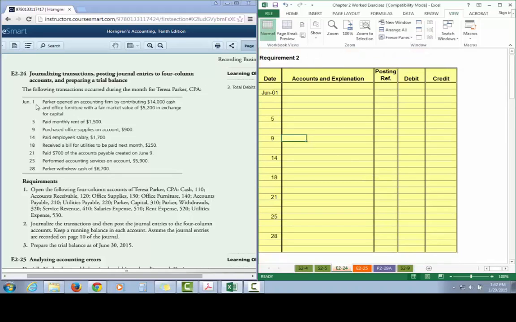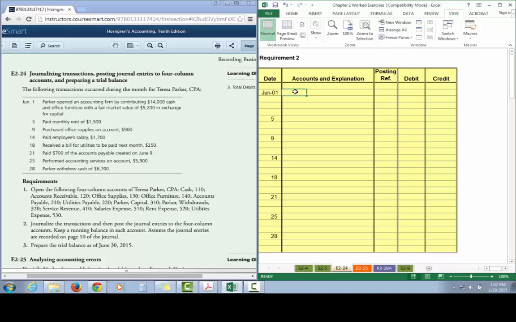So let's look, it says June 1st, Parker opened an accounting firm by contributing $14,000 cash and office furniture with a fair market value of $5,200 in exchange for capital. So not all the time are we just going to be putting cash into the business, okay? Sometimes we'll add in other items. So here it was furniture. These things are going to be coming in at their fair market value, okay?